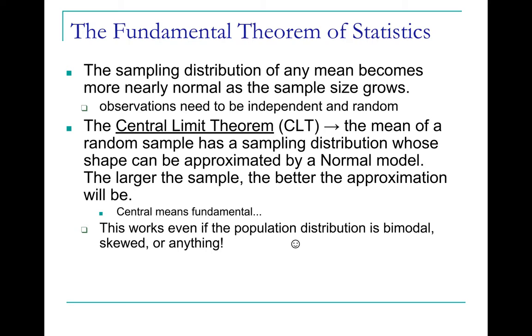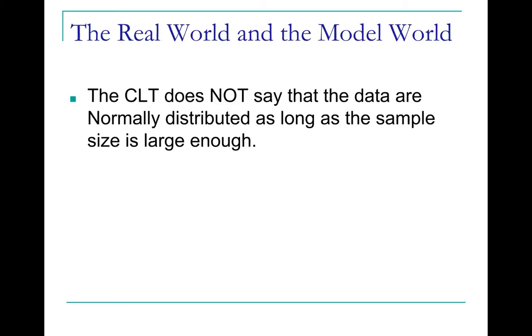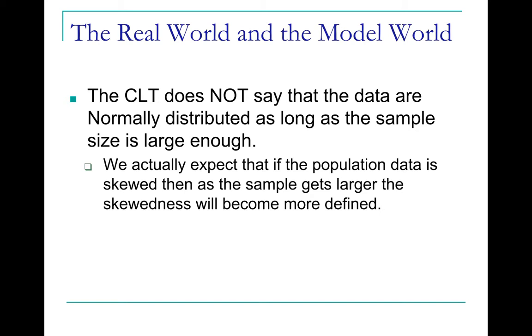As long as we are looking at repeated samples and not just one sample, we'll end up being able to use the normal model. The central limit theorem does not say, though, that the data are normally distributed as long as the sample size is large enough. For example, if we were to take a sample of 50 7th graders and plot their heights, and it ends up being skewed, if we were to increase our sample size and go to 100 7th graders, we would probably still be skewed. In fact, we would probably expect it to be even more skewed, because we actually expect that if the population data is skewed, then as the sample gets larger, the skewedness will become more defined.